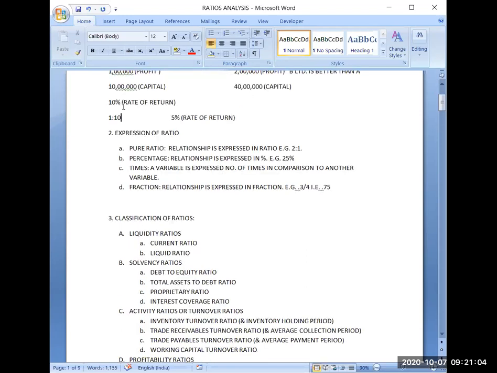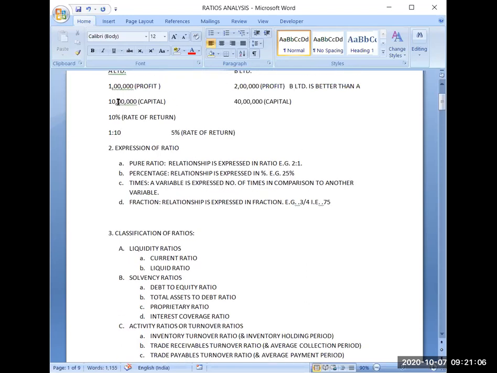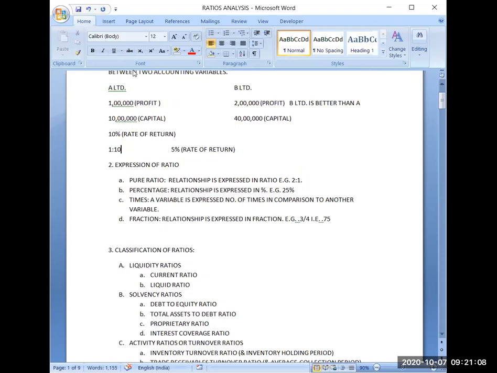Then percentage I have already told you, that sometimes we will express ratios in percentages. Sometimes we will be expressing ratios in pure ratio terms. Sometimes we can say that capital is 10 times of the profit, or profit is 1/10 times of the capital. So times means multiplier: a variable is expressed as a number of times in comparison to another.